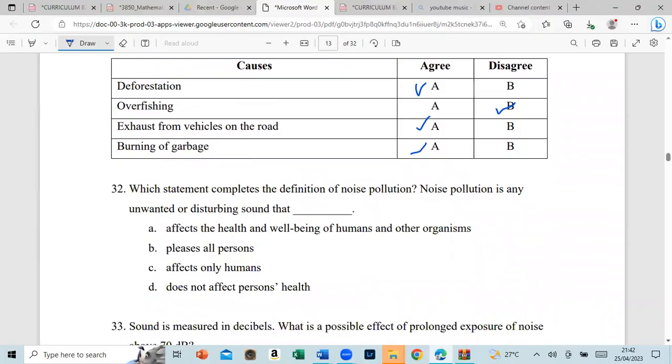Which statement completes the definition of noise pollution? Noise pollution is an unwanted or disturbing sound that A. affects the health and well-being of human beings and other organisms. B. pleases all persons. C. affects only humans. D. does not affect persons' health. So for 32, that would be A, affects the health and well-being of human beings and other organisms.